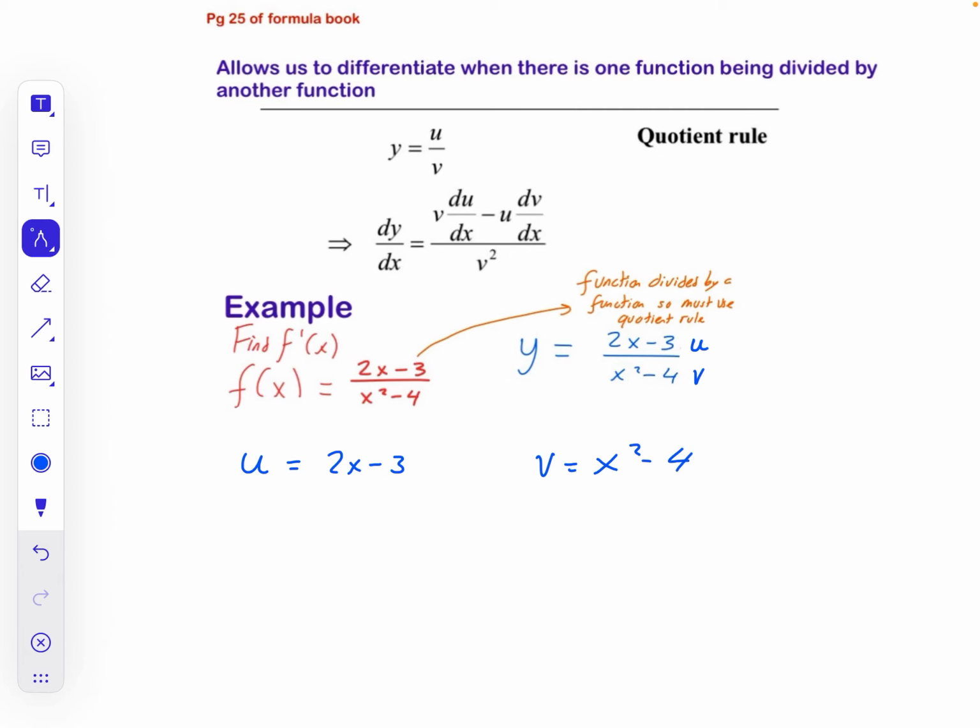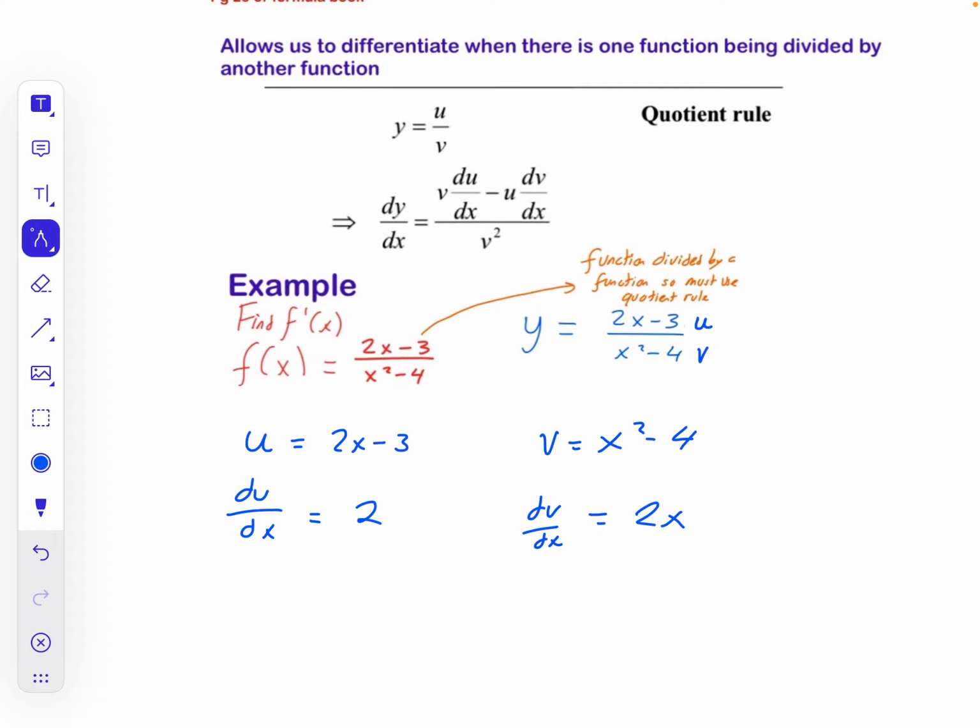And that v is equal to x squared minus 4. Okay, now off you go. We need to find du dx. Differentiate that, you'll just get 2. And dv dx here, differentiate that, you'll just get 2x. Okay, hope you're seeing now the importance of just knowing those basic rules that we started with, because you need them throughout all the other rules.